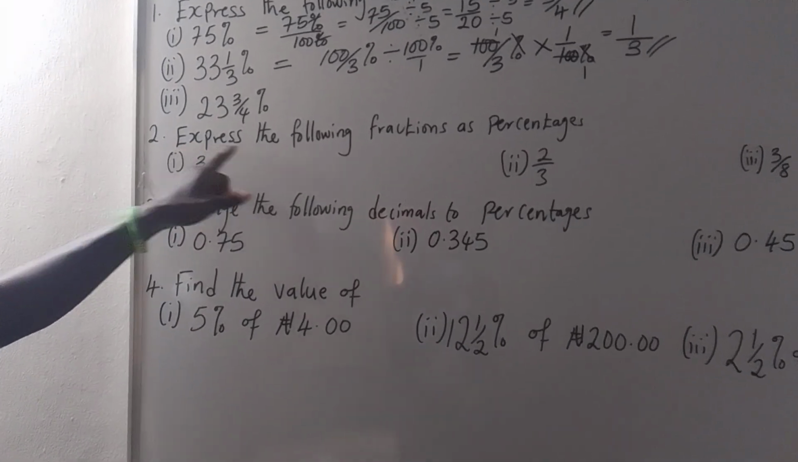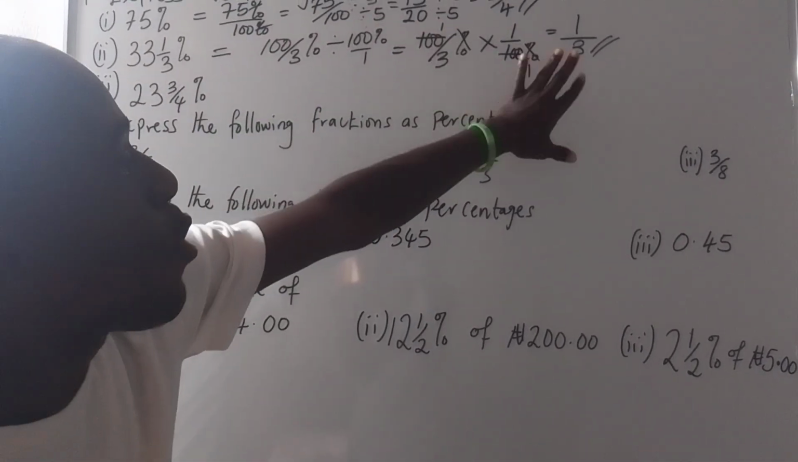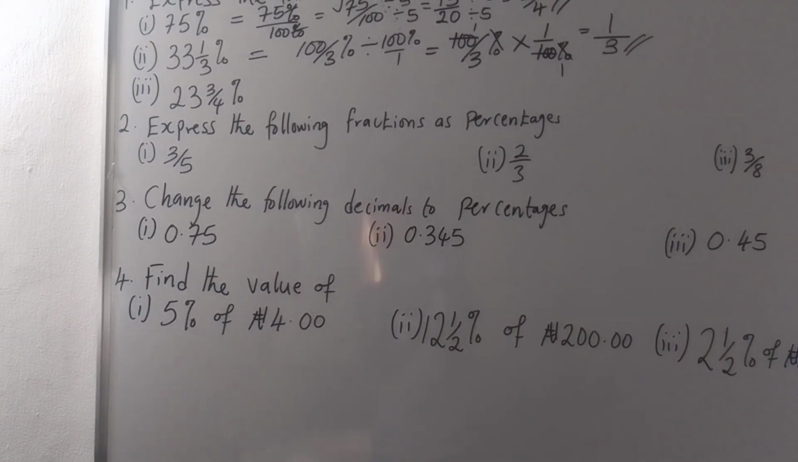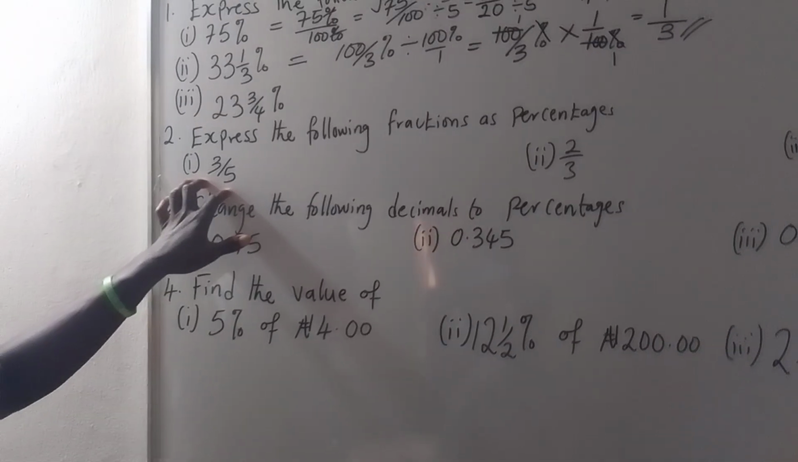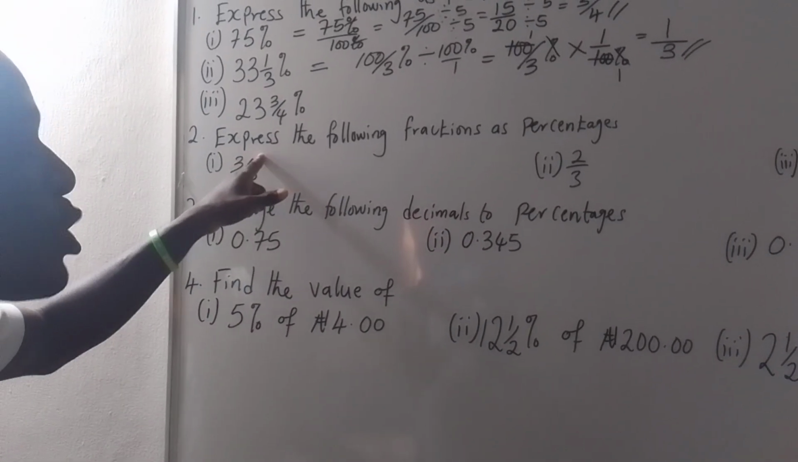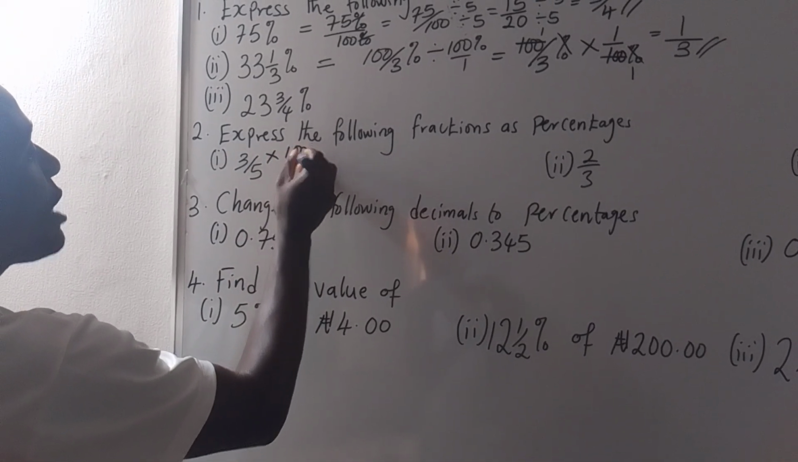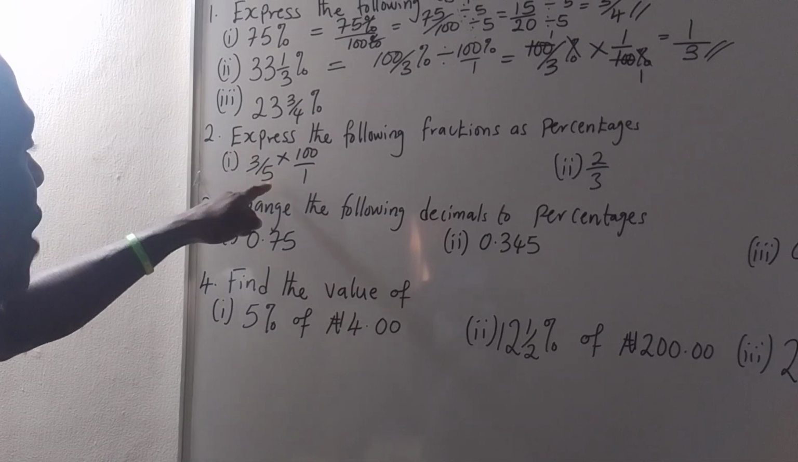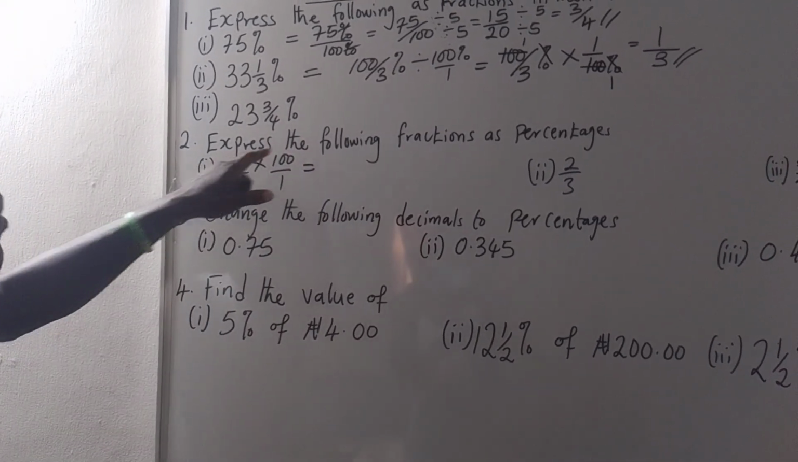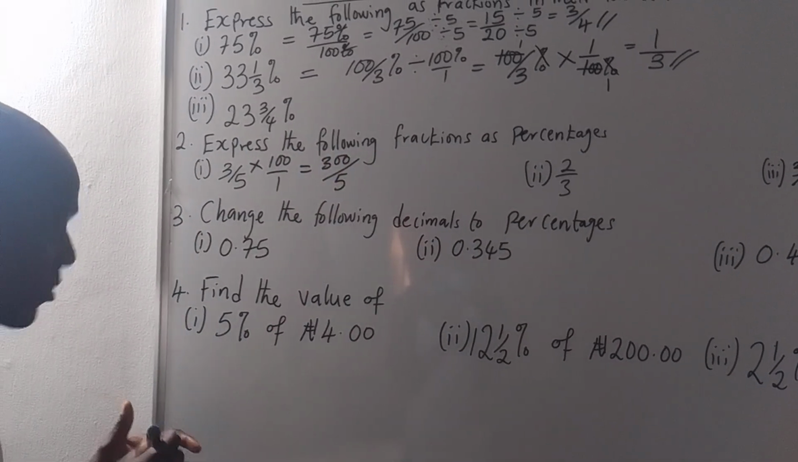We say we should express the following fractions as percentages. Just like we got the answer before, we are asked to change this type of answer back to percentage. Like I told you before, this one has no percentage. So we multiply by 100. There's no percentage on it, so we multiply by 100. This is the same thing as times 100 over 1. 3 over 5 multiplied by 100 over 1. So 3 times 100 will give us 300 over 5.